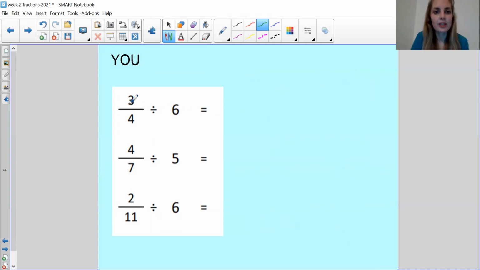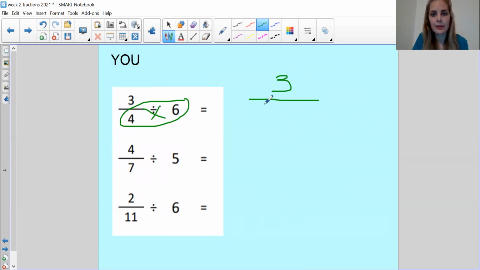Okay guys, let's mark. So first of all, step number 1, leave the numerator the same. Take my denominator and my whole number and multiply them together. So 4 times 6 is 24. I leave the numerator the same. Hopefully you got that correct.